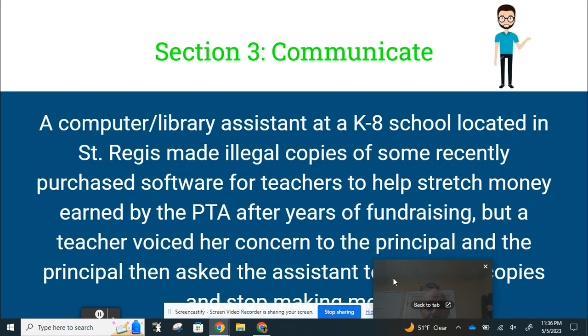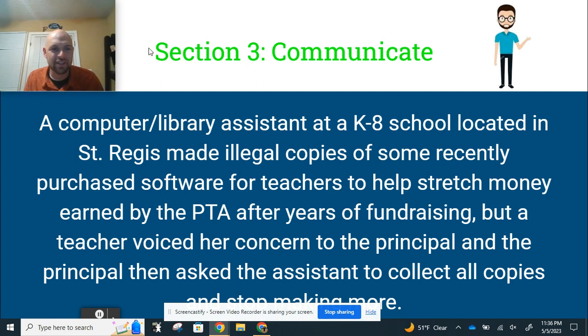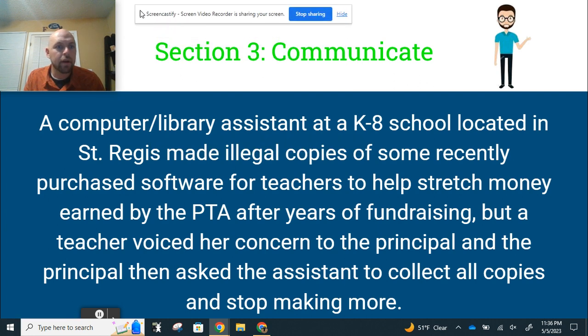Next, I'd like to create a statement of what happened with this case study. And here, let me move it so we can see it. A computer library assistant at a K-8 school located in St. Regis made illegal copies of some recently purchased software for teachers to help stretch money earned by the PTA after years of fundraising, but a teacher voiced her concern to the principal, and the principal then asked the assistant to collect all copies and stop making more.